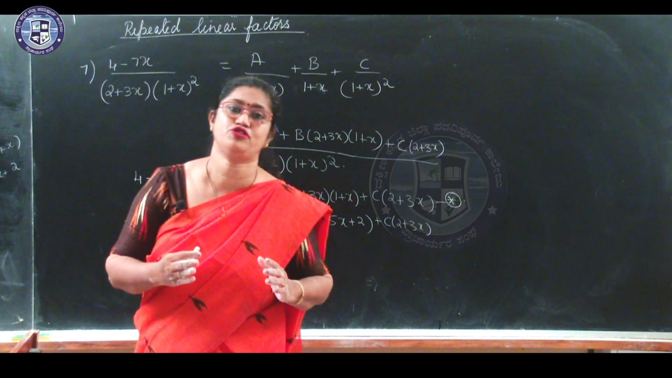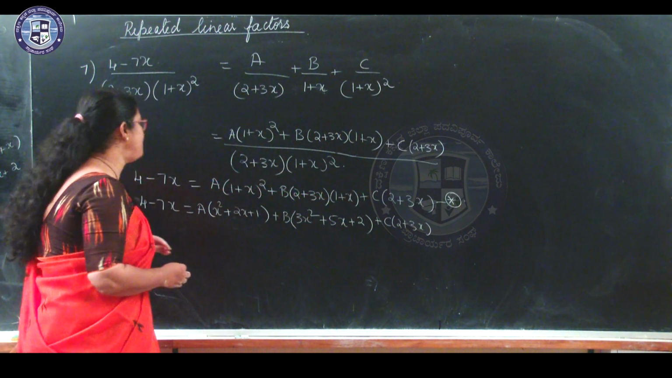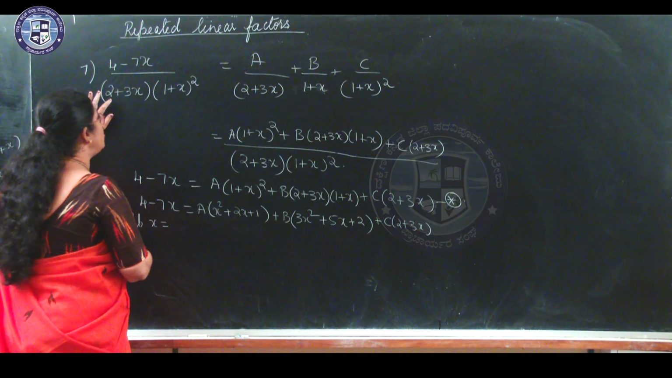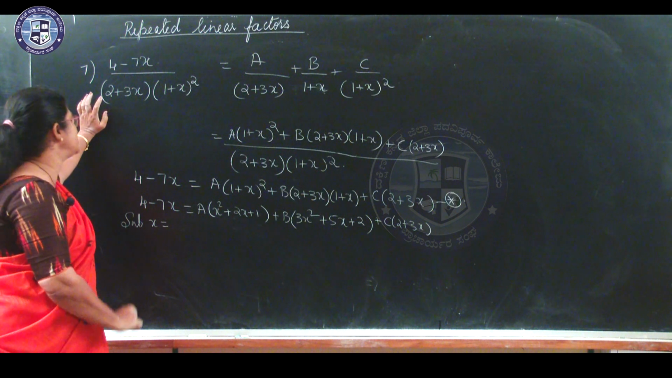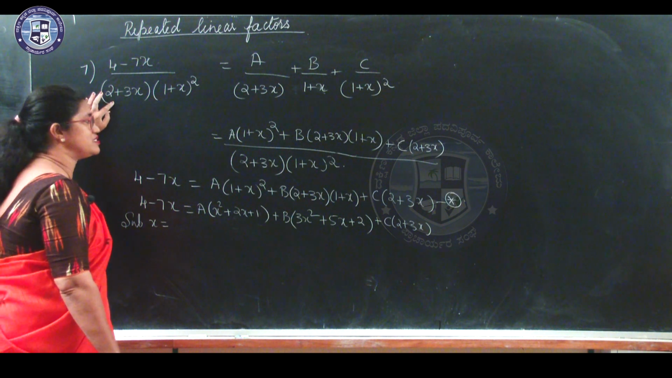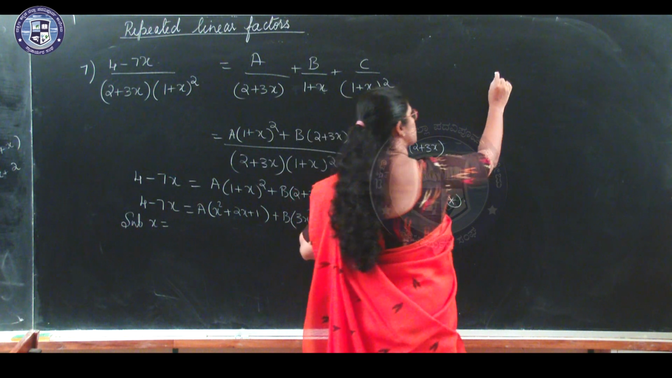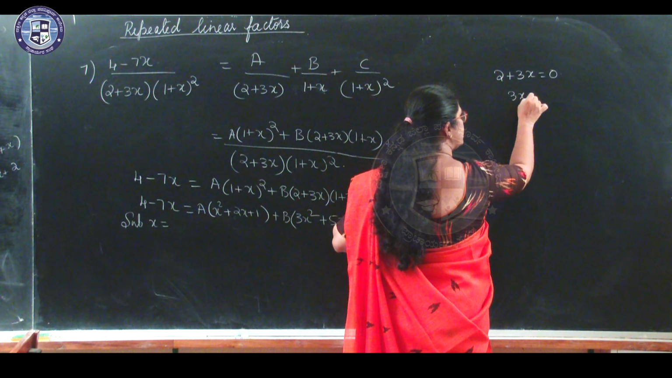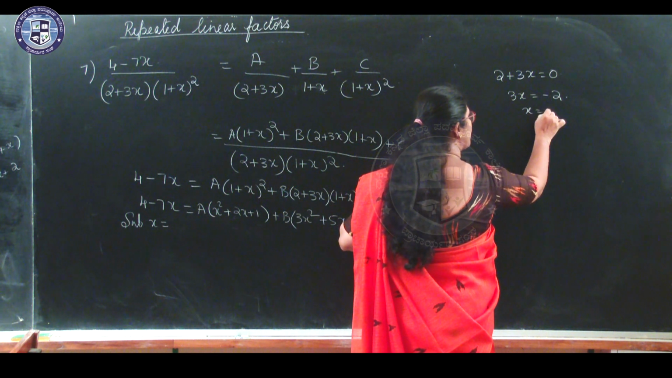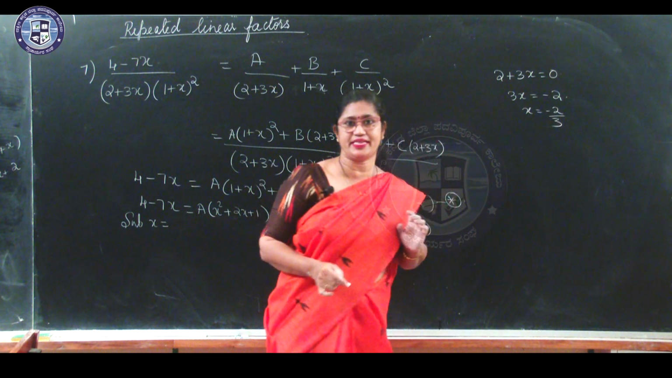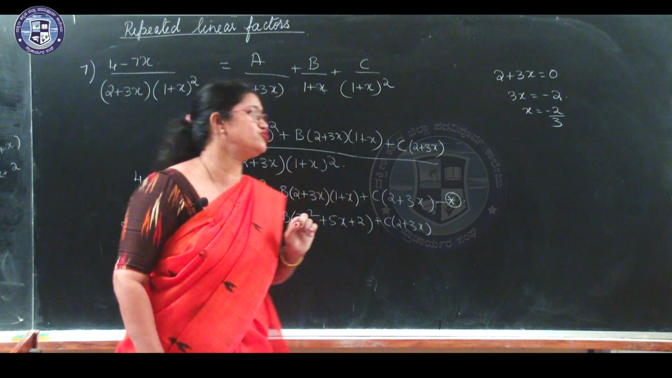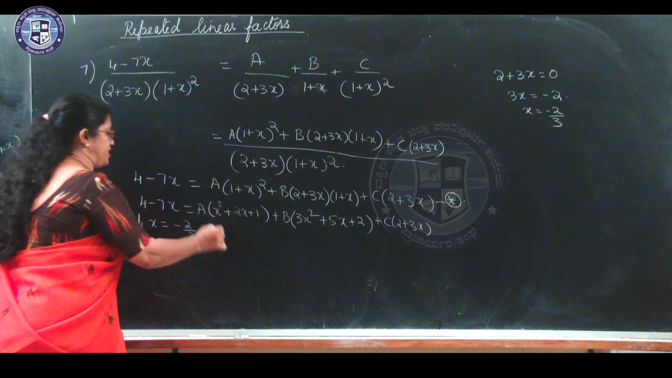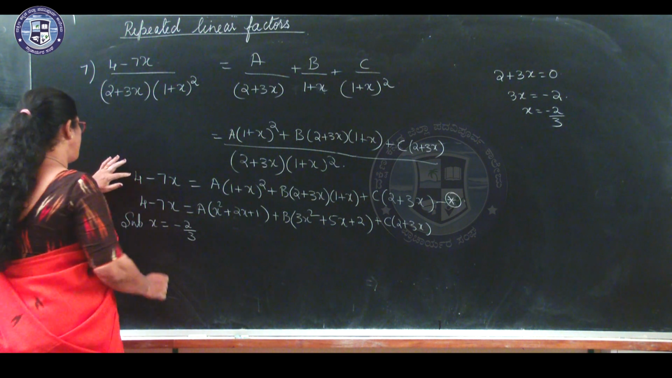I start my substitutions to get the value of A, B and C. Substituting x is equal to, okay, now what do I substitute here? Just see here, 2 plus 3x must be equal to 0, 3x is minus 2 or x is minus 2 by 3. So now my substitution should be x is equal to minus 2 by 3. So, do the calculation carefully.